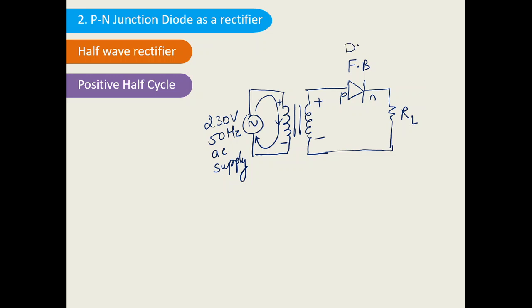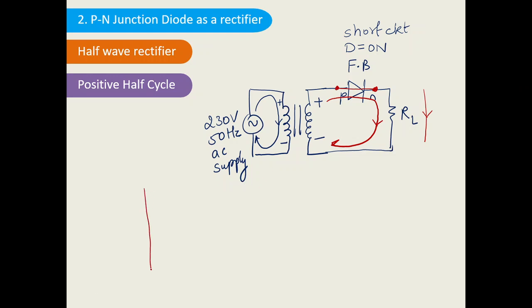In the case of forward bias, this diode is going to be on. If the diode is on, it can be replaced by a short circuit. So I can replace this diode just like this. This is the short circuit, that means nothing is there. So the current will be flowing from positive to negative like this. In which direction is the current flowing? Through RL, in the downward direction. This is all about the positive half cycle.